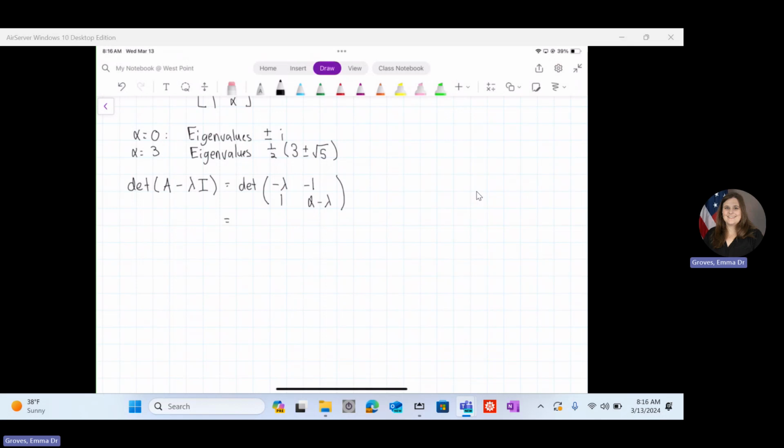How do I take a determinant of a 2 by 2? Yeah, AD minus BC. So we do the one diagonal minus the other diagonal. So I'm going to have negative lambda times alpha minus lambda, minus 1 times -1. And then if I clean this up, I've got lambda squared minus alpha lambda plus 1. And to find our eigenvalues, we set this equal to 0. All right. What do you want me to do now?